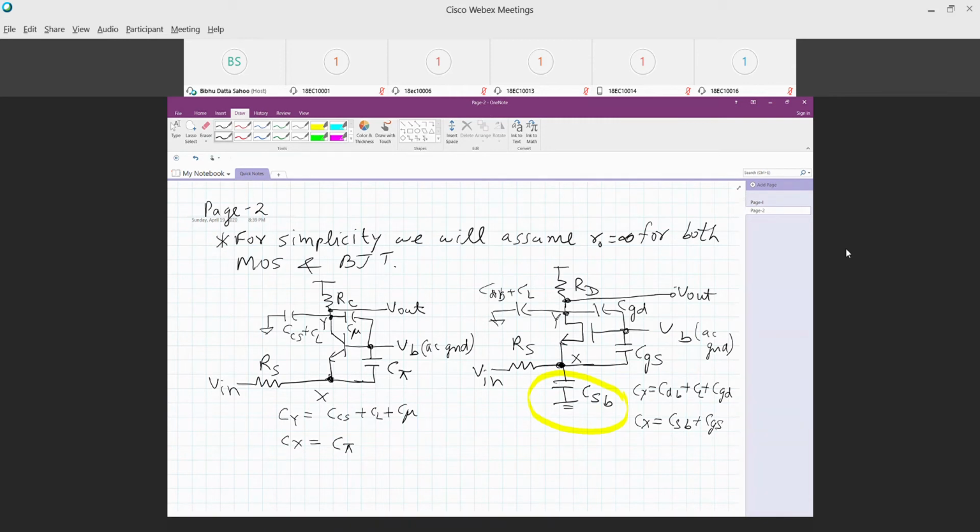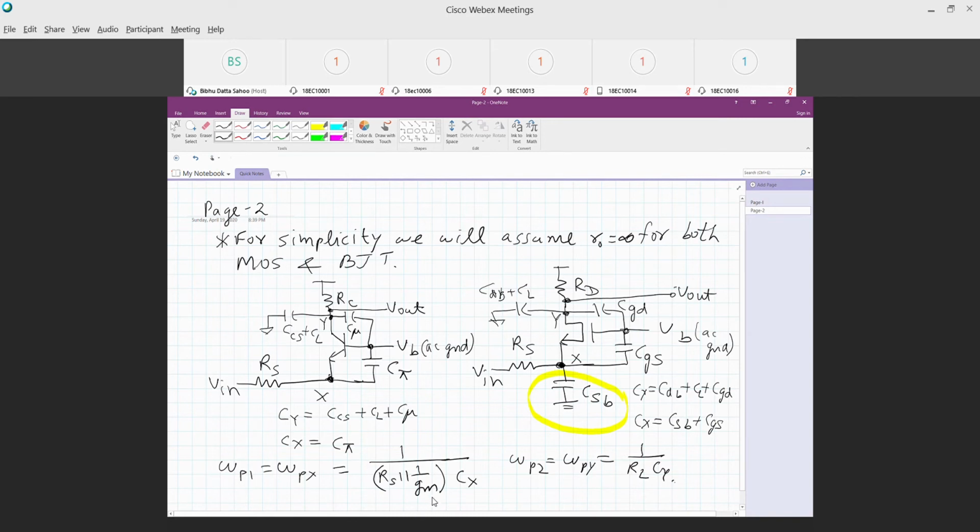two poles. Now, the pole associated with node X, we can call that omega P1 or omega Px, and that is equal to 1 over Rs parallel 1 over Gm times Cx, and omega P2 equal to omega Py equal to 1 over RL Cy.